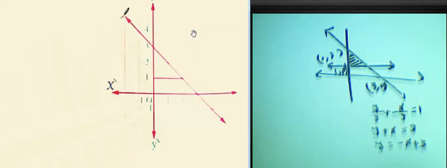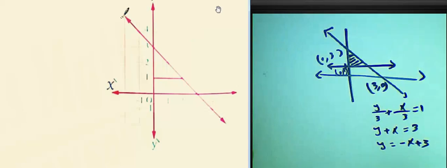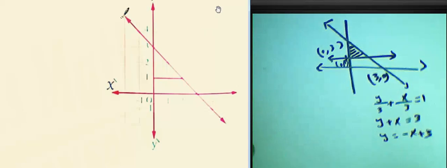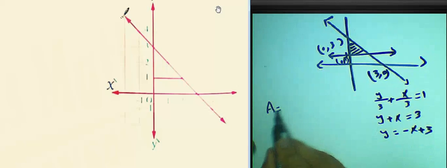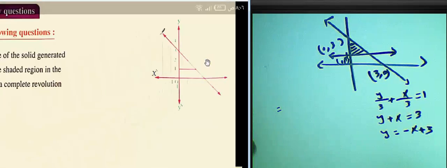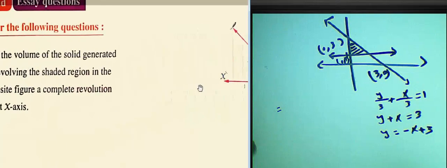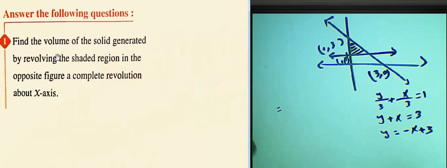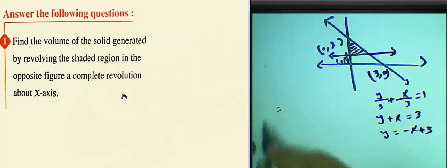Understood? This is the equation of the straight line. We can find the area, or the volume. You want to find the volume. Look with me at the question here. Find the volume of the solid generated by revolving the shaded region in the figure through a complete revolution about the x-axis. Okay, we want to find this volume.